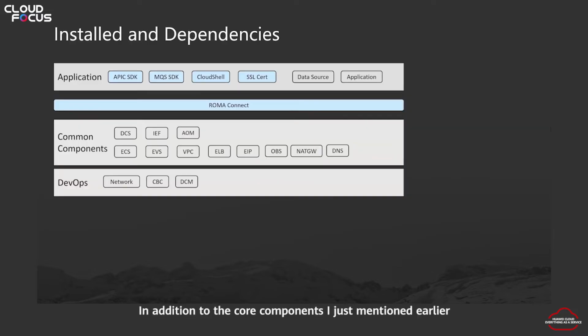In addition to the core components I just mentioned earlier, ROMA Connect relies on basic infrastructure capability for public cloud and hybrid cloud deployments. ROMA Connect integrates seamlessly with ECS for VM and container provisioning, EVS for storage volume provisioning, and VPC for multi-tenancy and resource isolations. It also integrates ELB, EIP, OBS, and DNS for supporting load balancing, dynamic IP, and domain name services.